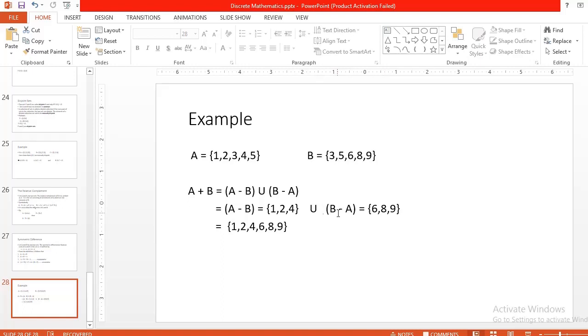Union B relative complement A, which are the elements included in B but not in A. So what are these elements? 6, 8 and 9. And we have to combine, or union, these two sets to get the result of A symmetric difference B. After uniting these two sets, we get the result 1, 2, 4, 6, 8, 9, and this is the result of our A symmetric difference B, or the Boolean sum of A and B.